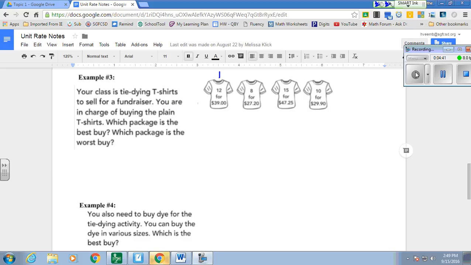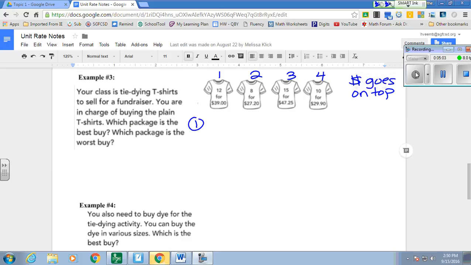So I'm going to start by labeling that this is shirt 1, this is shirt 2, this is shirt 3, this is shirt 4. When I set up to find a unit price, you always want to make sure that your money goes on top. You're always finding the price per item, so you need the money on the top.